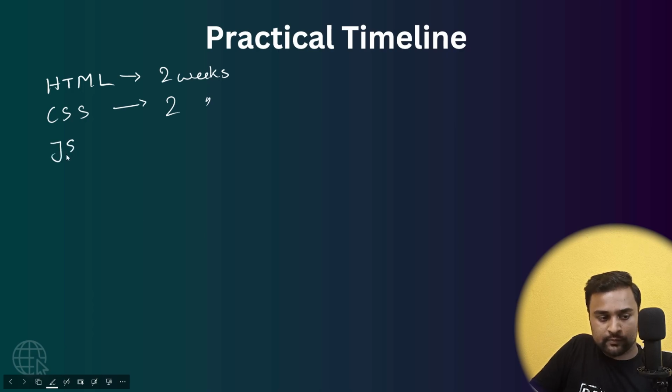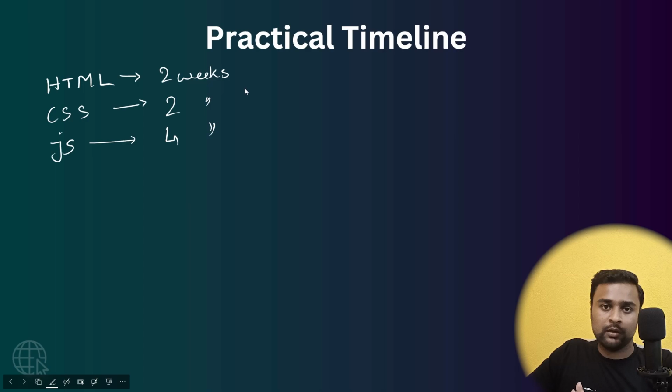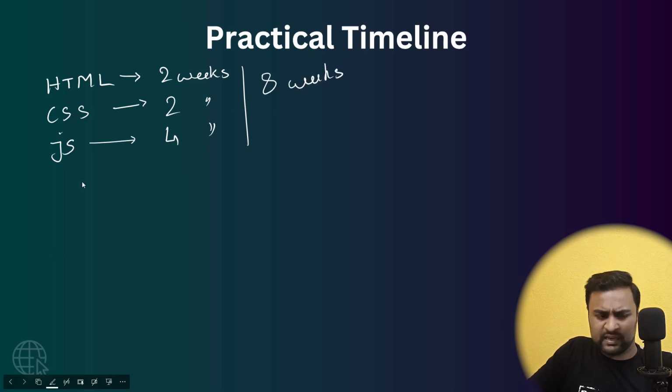Now coming to JavaScript. The thing with JavaScript is, even today I learn new things in JavaScript. So it can't be said that in this many weeks you can learn JavaScript, but from a timeline perspective, let's take 4 weeks, 1 month, to understand JavaScript properly. So this is around 8 weeks in total. Then there comes Git. For Git, 1 week is enough to learn all the Git commands and everything. So Git will take you 1 more week.